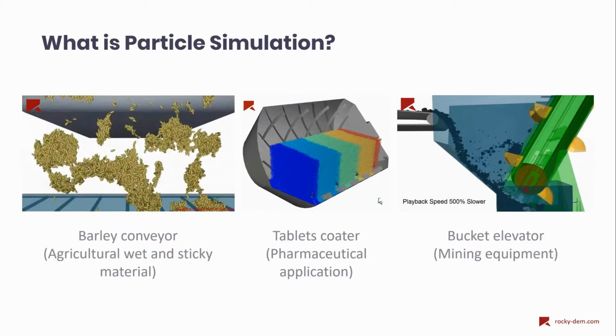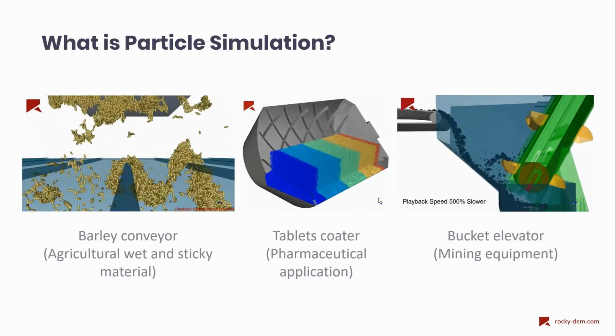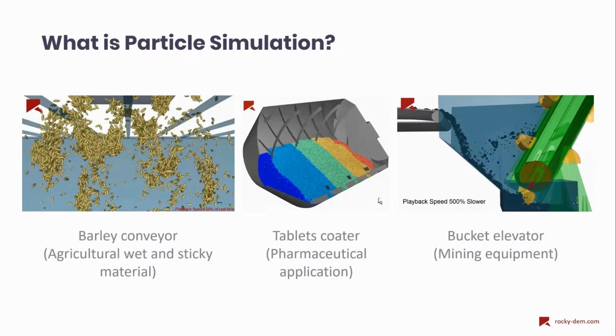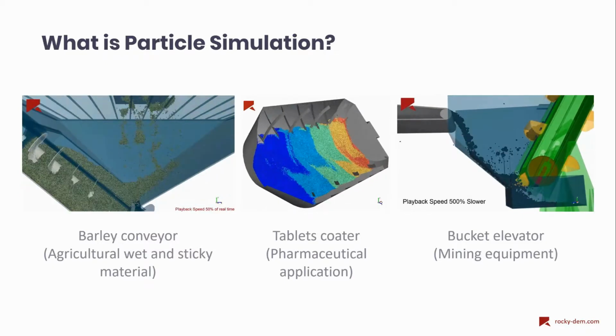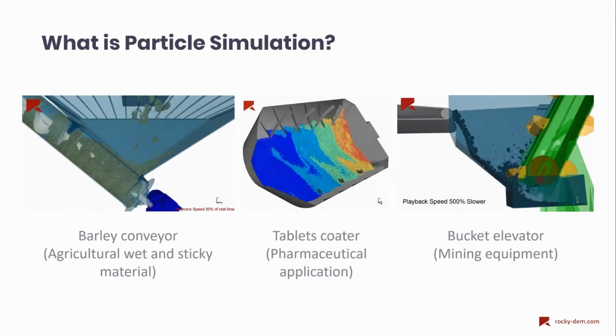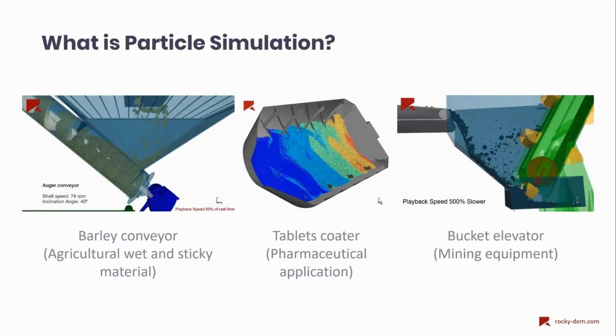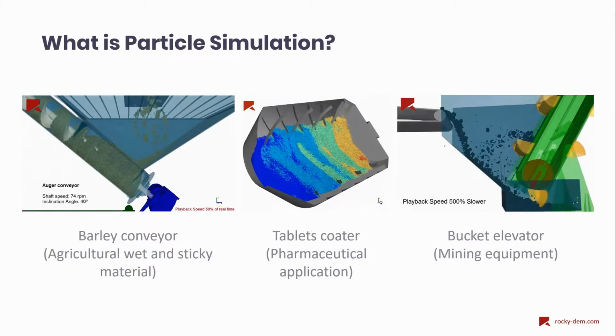The most popular method for particle simulation is discrete element method, or briefly DEM. A DEM solver tracks particle motion by solving equations like Newton's second law that represent their rotation and translational movements.